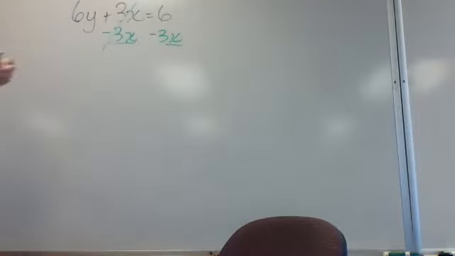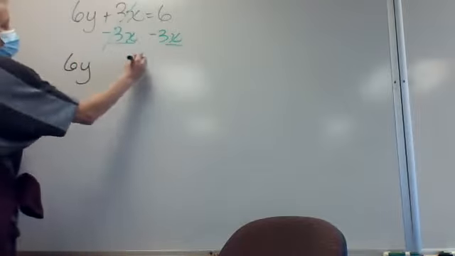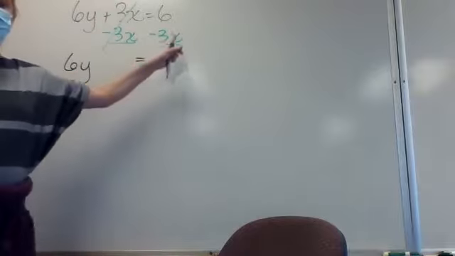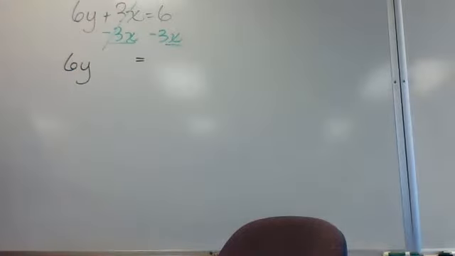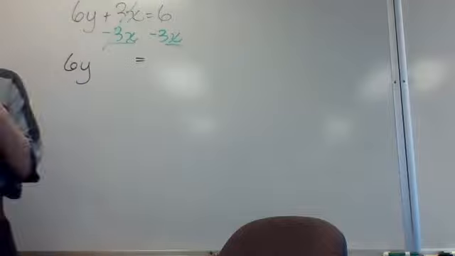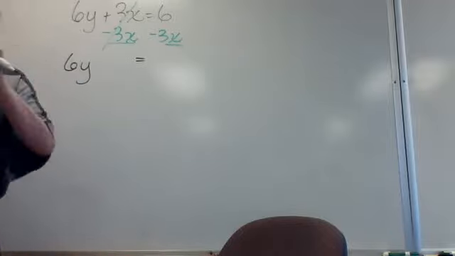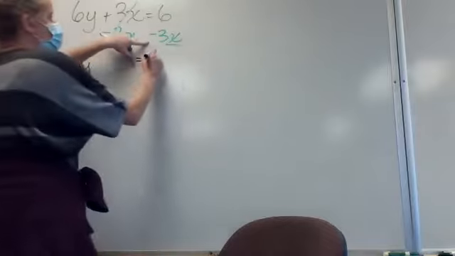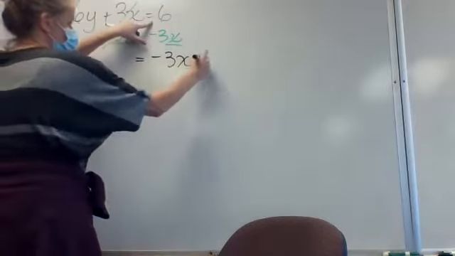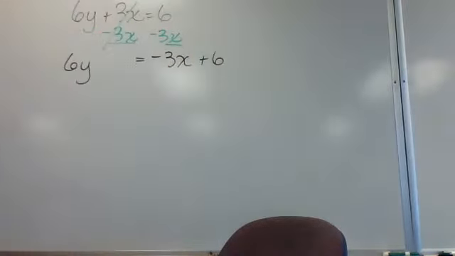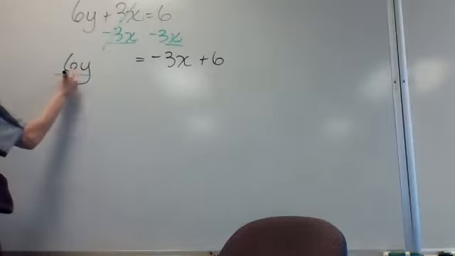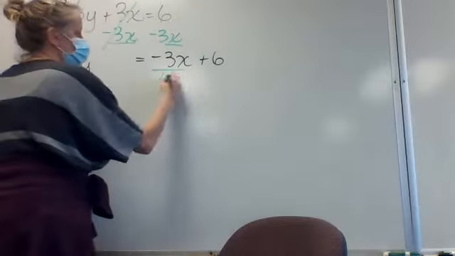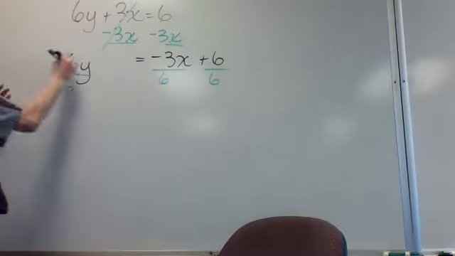So now you have 6y equals. Now remember, on the right side, since those are not like terms, you can't put them together. You're just going to bring them down separately. It doesn't even matter who goes first and who goes second. I always just put my x in front of my constant. So I'll have the minus 3x plus 6. And then you're going to divide everything by the 6 to get rid of that 6.